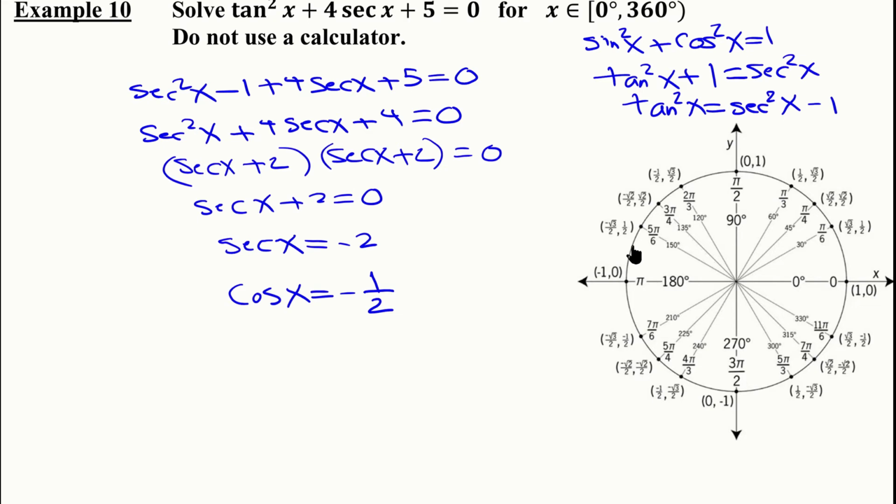And as you can see, we have one here at 2 pi over 3. Well, actually we want degree measure this time only, so 120 degrees. And there is another one down here at 240 degrees. So that's how we know x equals 120 degrees or 240 degrees.